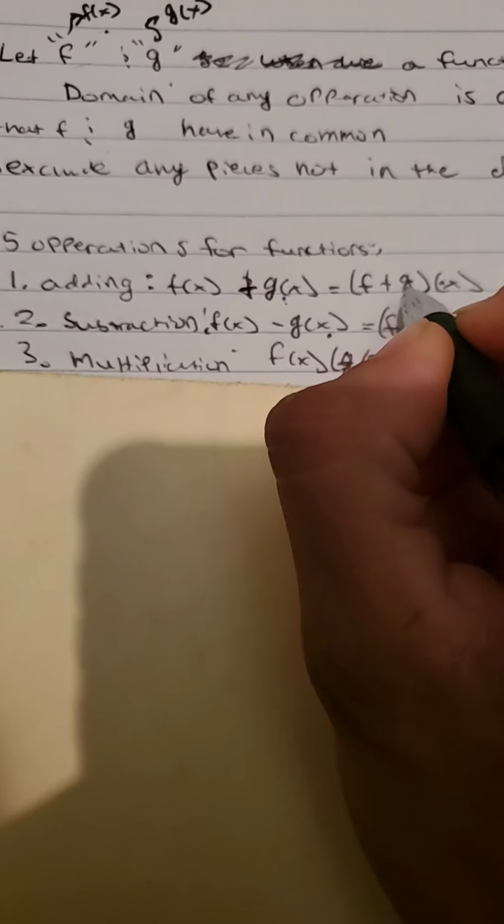So we have 5 operations for functions. Adding: we add function 1 and 2, so f of x plus g of x, and we get f plus g of x, the new combined function. Subtraction: function 1 minus function 2, f of x minus g of x, is f minus g of x. Multiplication: we have f of x times g of x. Function 1 times function 2 gives us the combined function f times g of x.